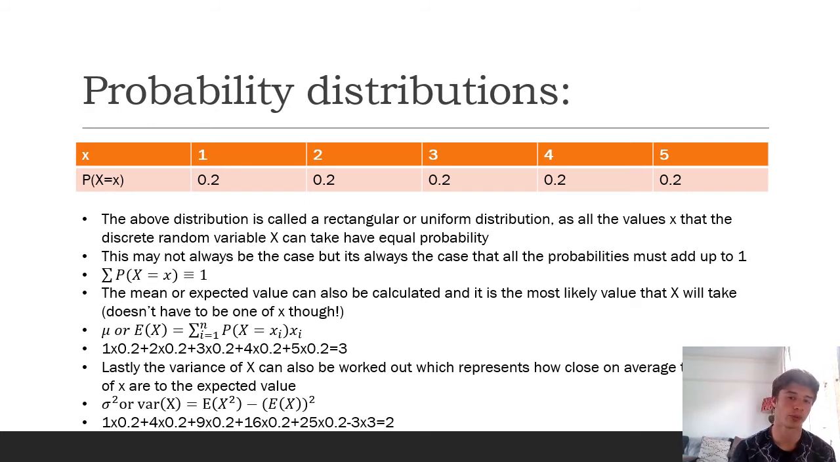So basically, you multiply each of the probabilities by the value of little x, so 1 to 5, all squared. And then we subtract the mean squared. The mean was found to be 3, so we subtract 3 squared. And that just gives us 2. So that's what the variance is in this case.